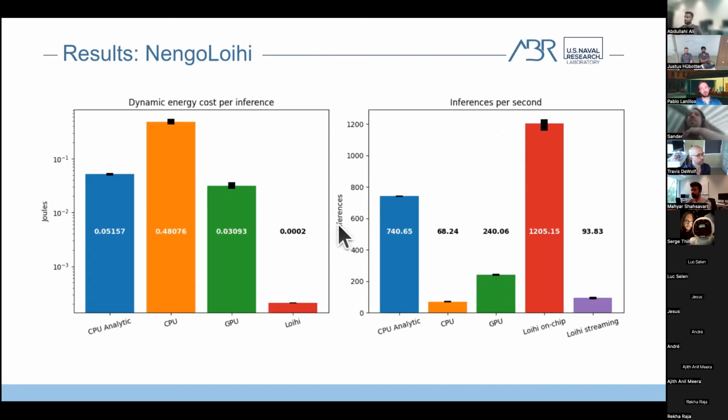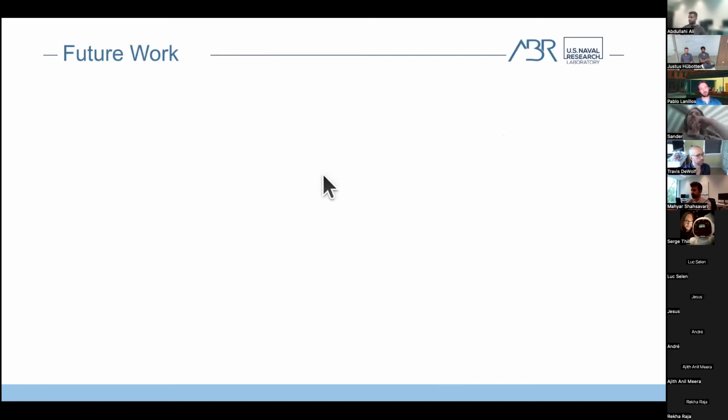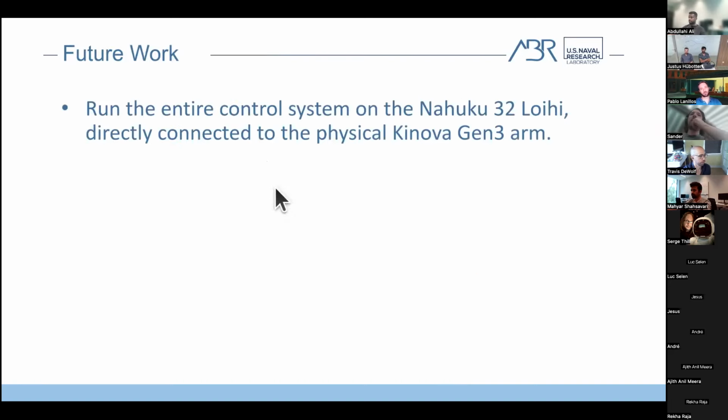Okay, I'll just get through the last slide quickly. In terms of future work, I was chatting with Justice before the talk about this, but we're also taking this and running it on the actual Kinova arm, and that's what will be happening in the next month. We've run parts of the network to control the Kinova arm with a Nahuku 8, but we really need the Nahuku 32. We just got access to this, and I'm pretty excited to have the system fully controlled by the Loihi during this task.